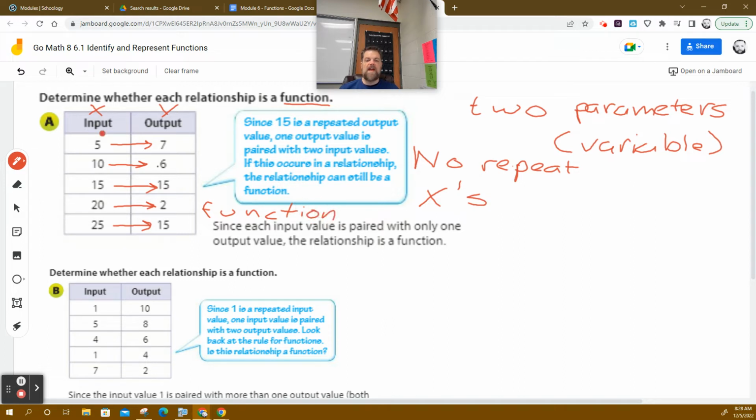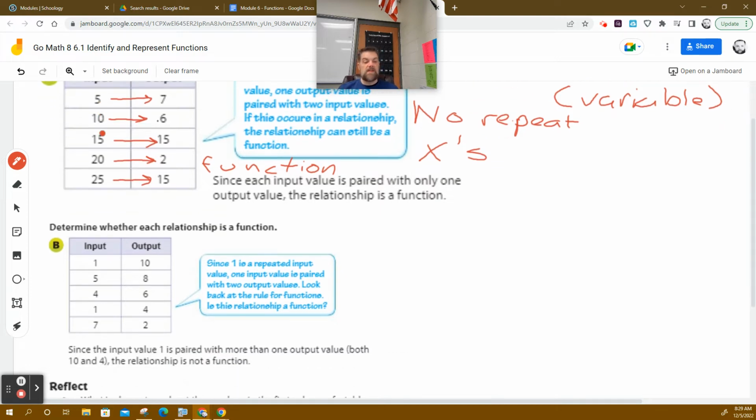Now, earlier I asked you to read the book. It says since 15 is a repeated output value, one output value is paired with two input values. If this occurs in a relationship, the relationship can still be a function. Now what they're saying is the y's can repeat, but the x's are not repeating. So now let's look at B.